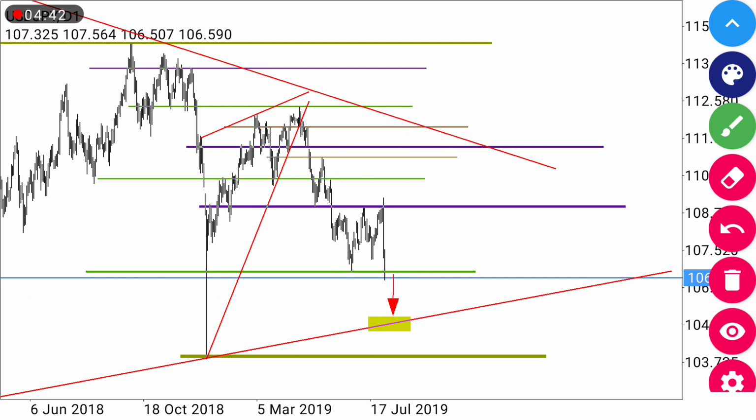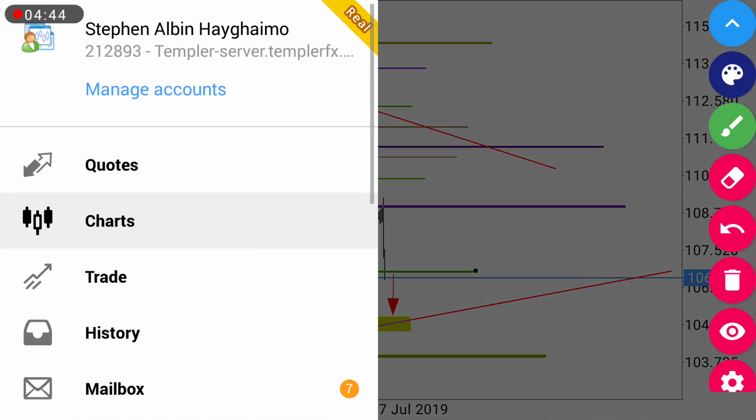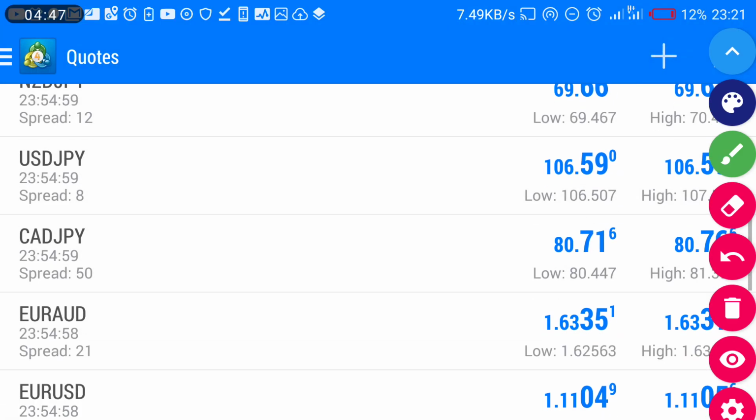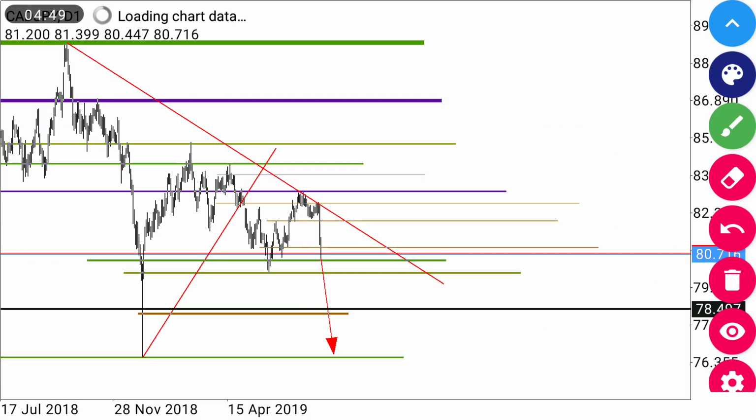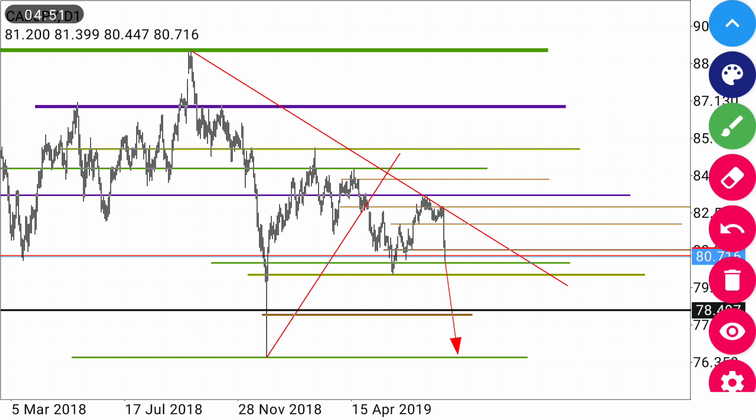Another pair which you're going to be focusing on apart from USD JPY is CAD JPY. And for CAD JPY for the coming week, you're going to be having the bearish direction. The reason behind is because the market has reached a trend line and has touched it twice. Now it's time for it to continue dropping down.